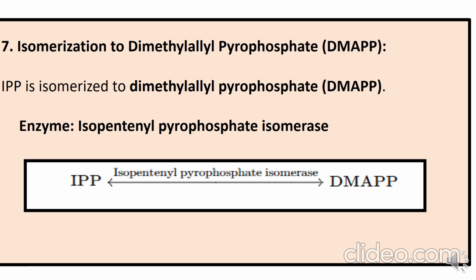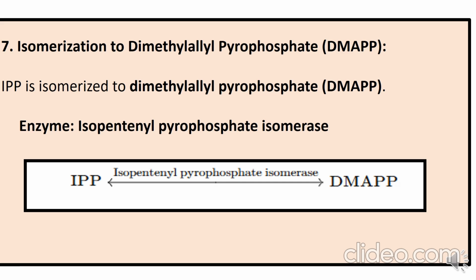IPP, isopentenyl pyrophosphate, is isomerized to dimethylallyl pyrophosphate, that is DMAPP. The enzyme involved here is isopentenyl pyrophosphate isomerase. Why isomerase? Even though IPP is a 5-carbon compound, it is converted into dimethylallyl pyrophosphate, DMAPP, which is also a 5-carbon compound.